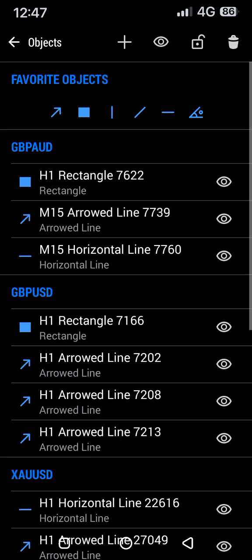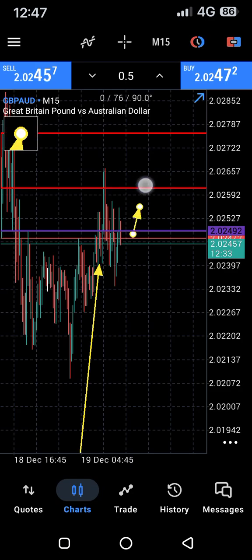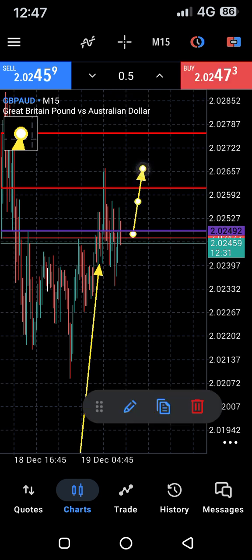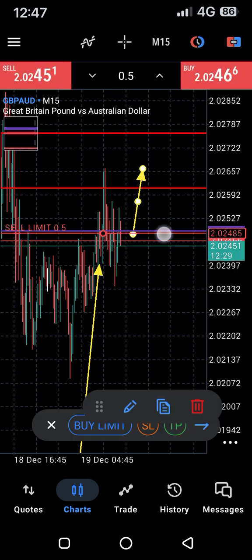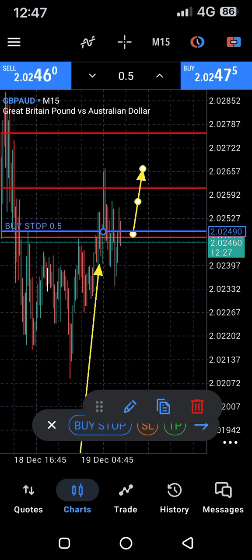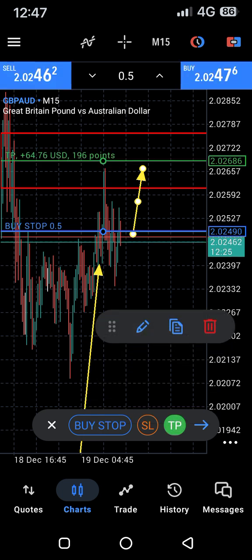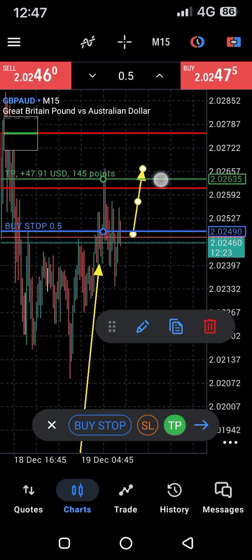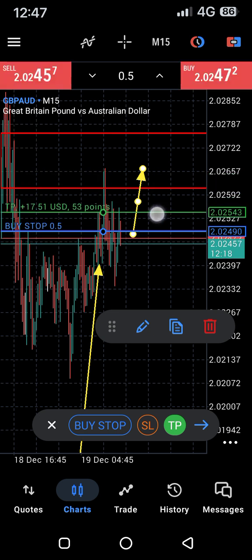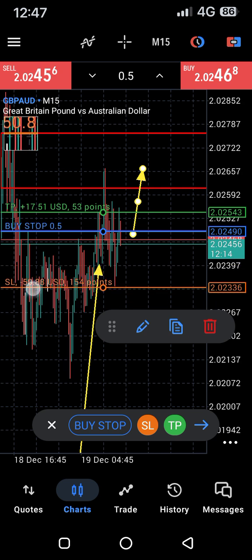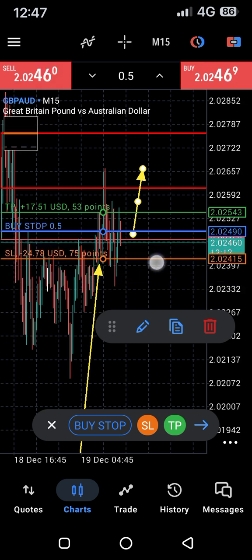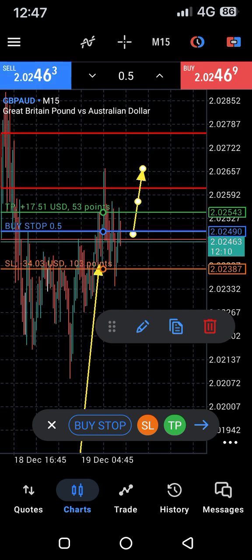So here's what I'm saying. If price comes above this level the second time, I'll be buying until we reach that area over there. If you put a buy stop of 0.5 lot, TP will be around 64. 64 is good, but I'll pass. 17. Okay, 17 is not bad. And the stop loss could be around, let me see, 50 is too big. Maybe 34. Yeah, 34.